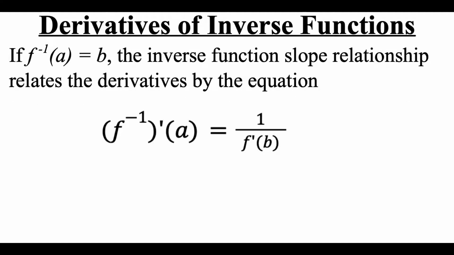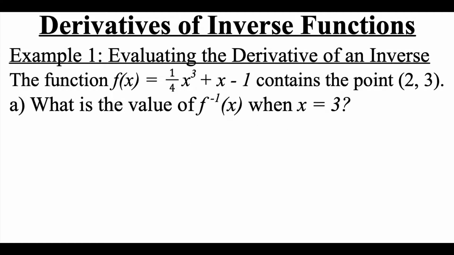So if the inverse of our function f at a is equal to b, then the inverse function slope relationship relates the derivatives by the following equation. And it says that the derivative of the inverse of f at a is equal to 1 over the derivative of f at b. So in this example, we're going to look at evaluating a derivative of an inverse.